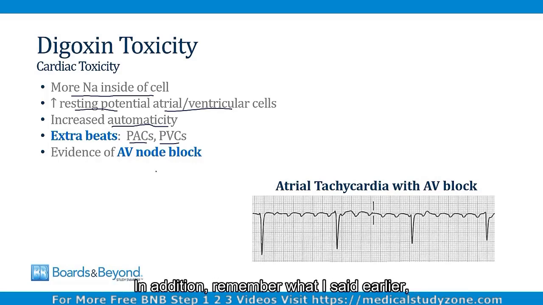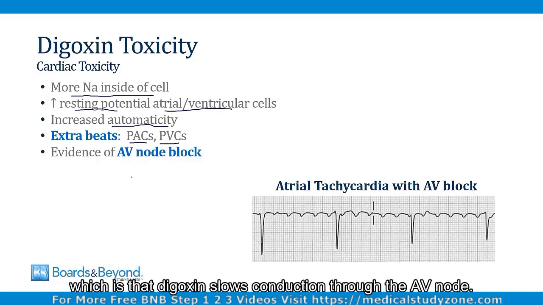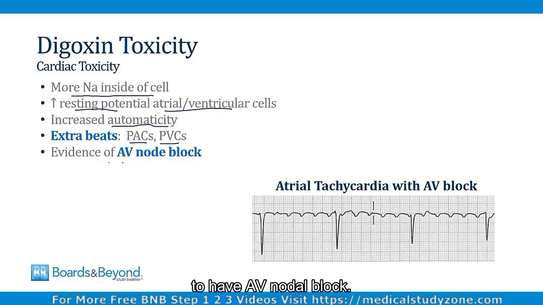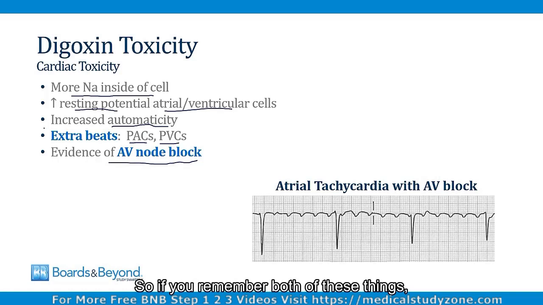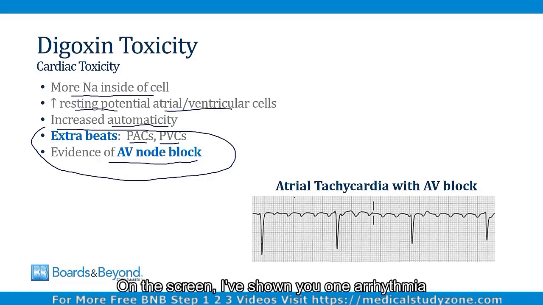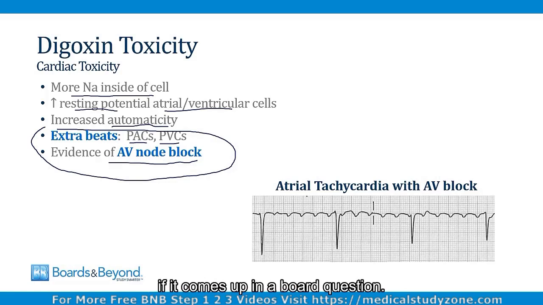In addition, remember what I said earlier, which is that digoxin slows conduction through the AV node. So a classic finding in a patient who is dig toxic is to have AV nodal block. So if you remember both of these things, extra beats and AV nodal block, it's easy to identify dig toxic rhythms. On the screen, I've shown you one arrhythmia, which is a classic dig toxic arrhythmia, so that you can recognize it if it comes up in a board question.